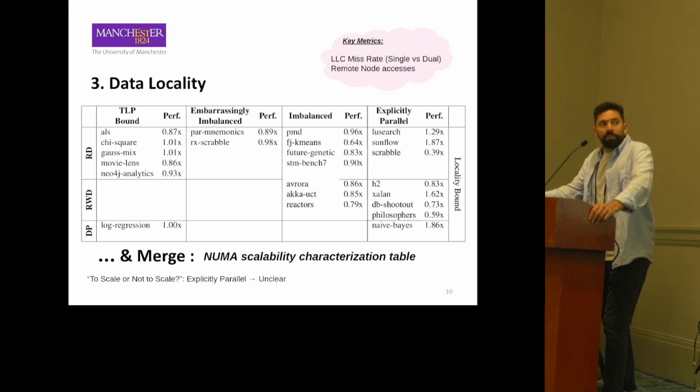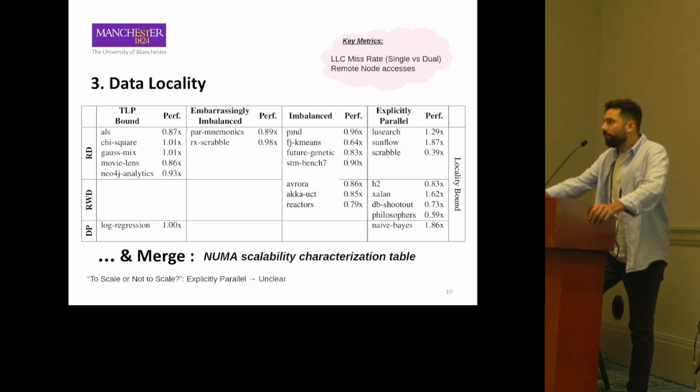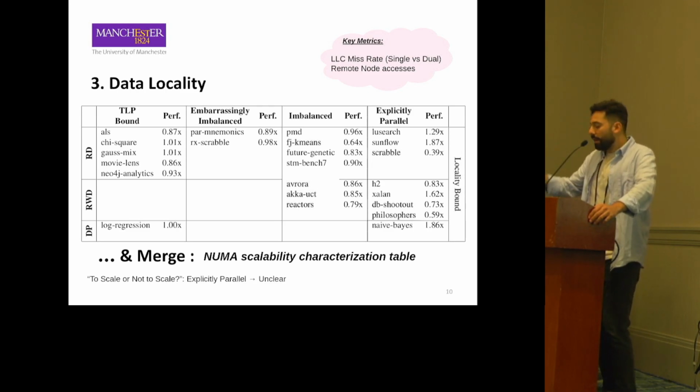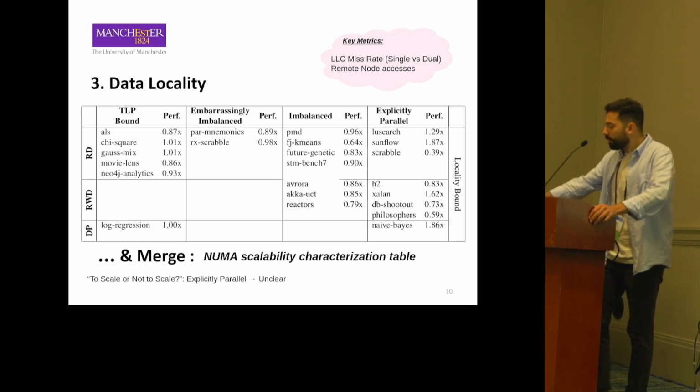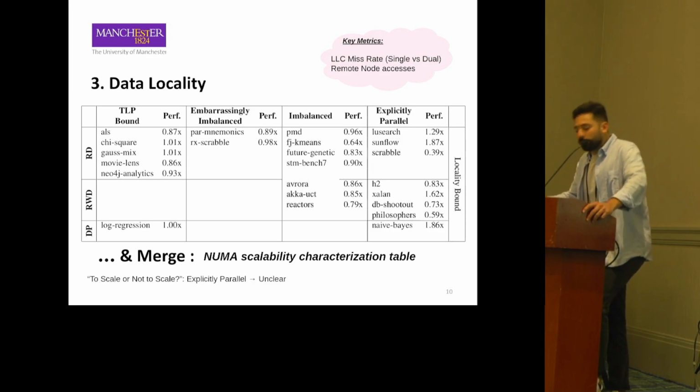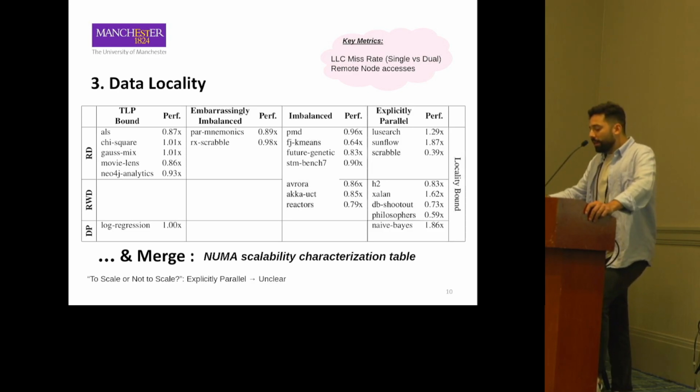And as you can observe through this table, we have merged all the previous categories that we have found in one table. On the y-axis on the left, we have the categories of the data dependencies. On the x-axis, we have the categories of the parallelism. And on the y-axis on the right, we have those that are locality bound. And we merge those three steps of characterization in one table in order to form the NUMA scalability characterization table.